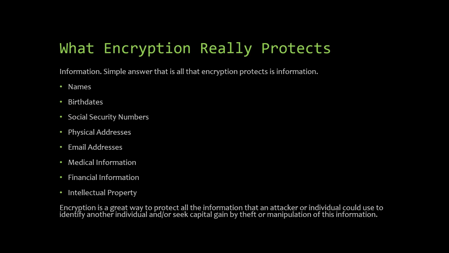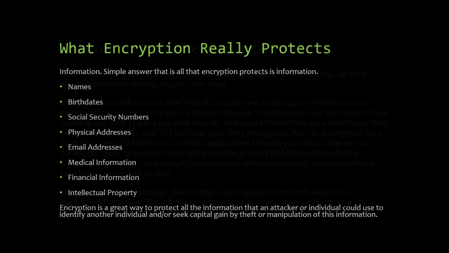What does encryption really protect? Information. Simple answer. That's all that encryption protects is information. Names, birthdays, social security numbers, physical addresses, email addresses, medical information, financial information, intellectual property. Encryption is a great way to protect all the information that an attacker or individual could use to identify another individual or seek capital gain by theft or manipulation of this information.